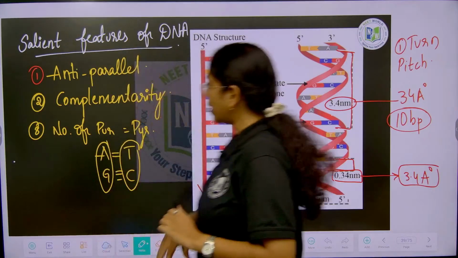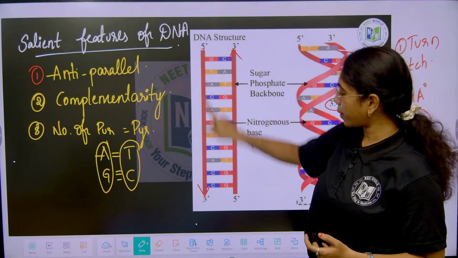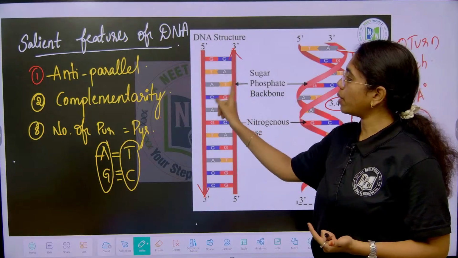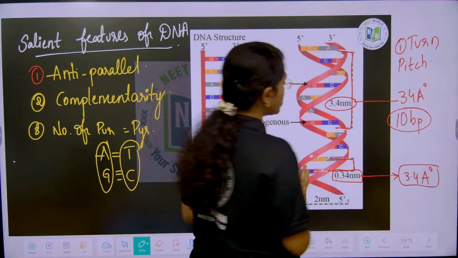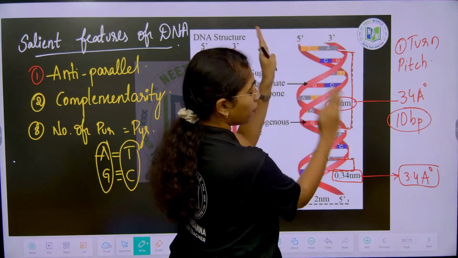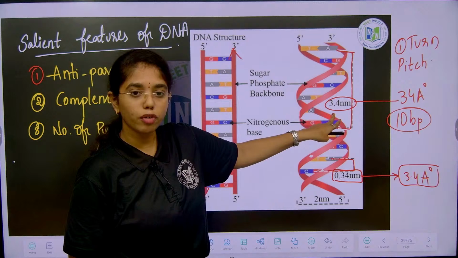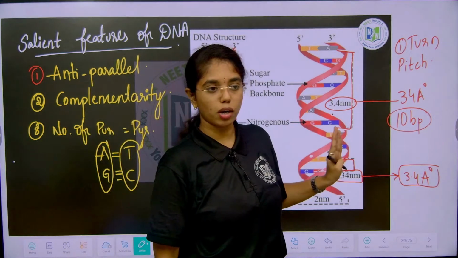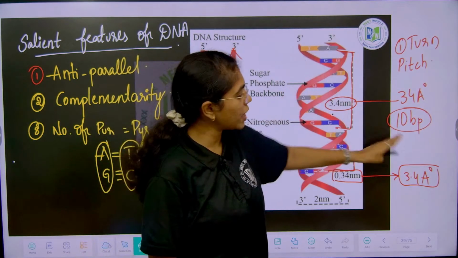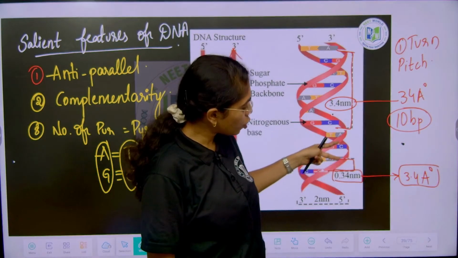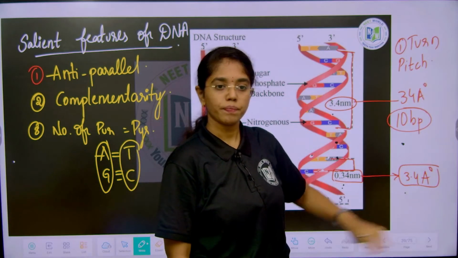Recalled everything? And these are the salient features. In a double stranded DNA, the strands go anti-parallel to each other. One runs from 5' to 3', the other 3' to 5'. They are complementary to each other. The number of purines will be equal to the number of pyrimidines. And in a double stranded DNA, this is known as one complete turn. It is also known as what? The pitch of the DNA, whose length is 3.4 nanometers or 34 angstroms. As it is the stable form of DNA, B-type DNA, it has approximately how many base pairs? 10 base pairs. The distance between two base pairs is 0.34 nanometers or 3.4 angstroms. Clear now?